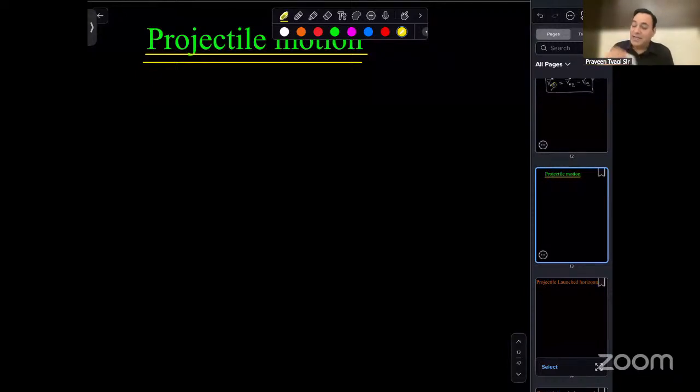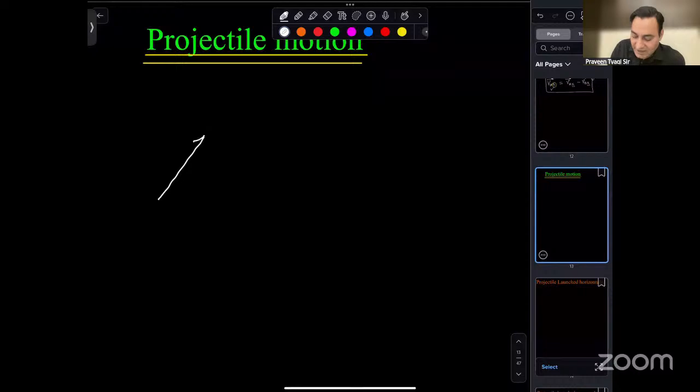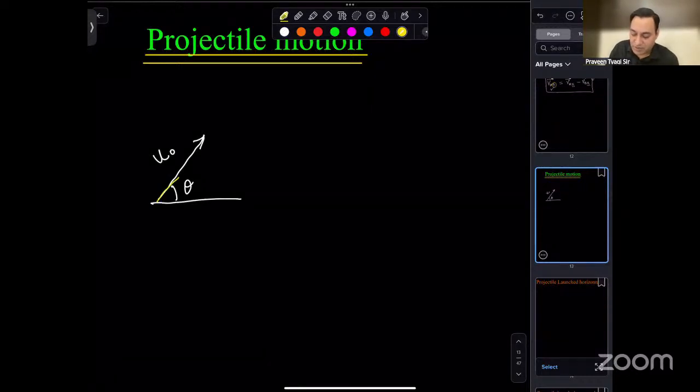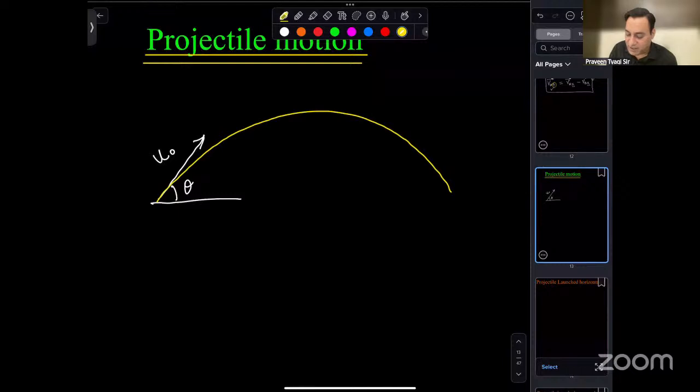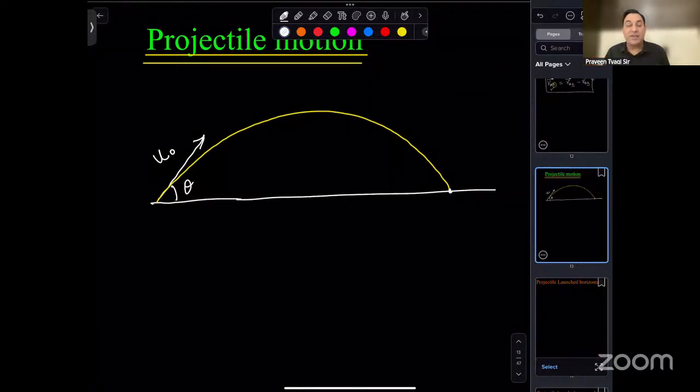Projectile motion. In the last lecture, I touched upon it a little. I still want to give you a quick input about projectile motion. See, projectile motion is when you throw a stone at an angle theta with some initial speed u. This stone will not move in a straight line. It will go like this and fall down somewhere. And this motion is called projectile motion. It is a very, very simple topic.